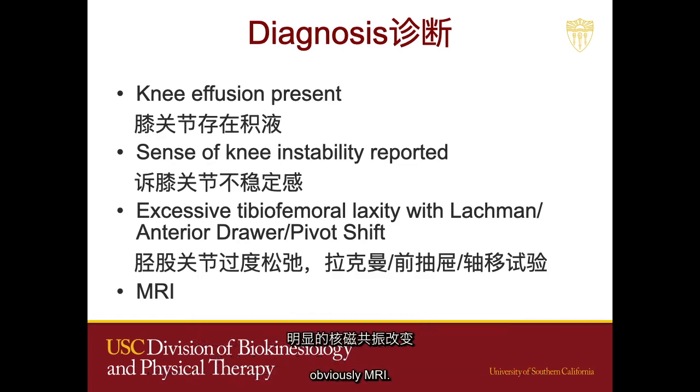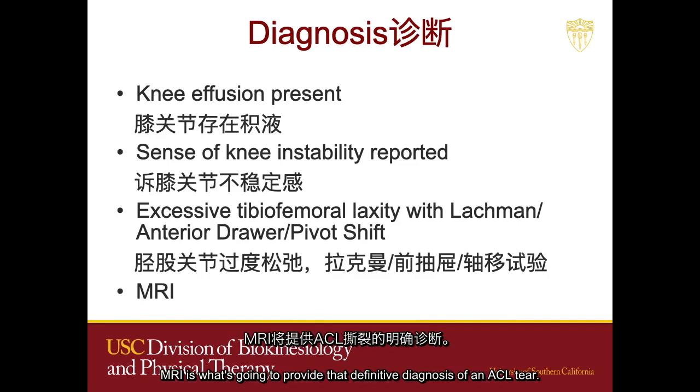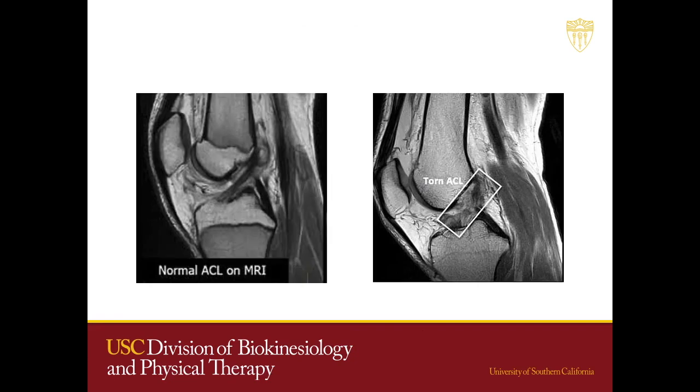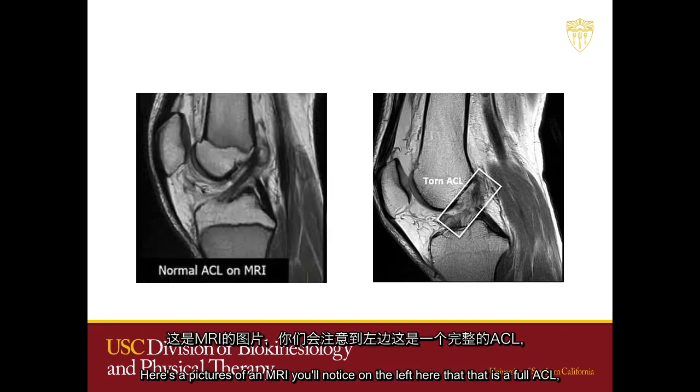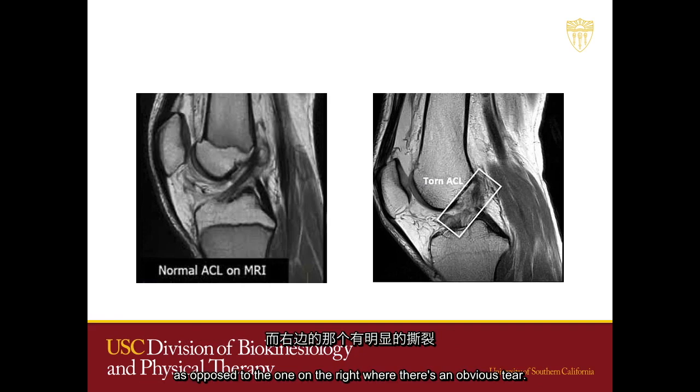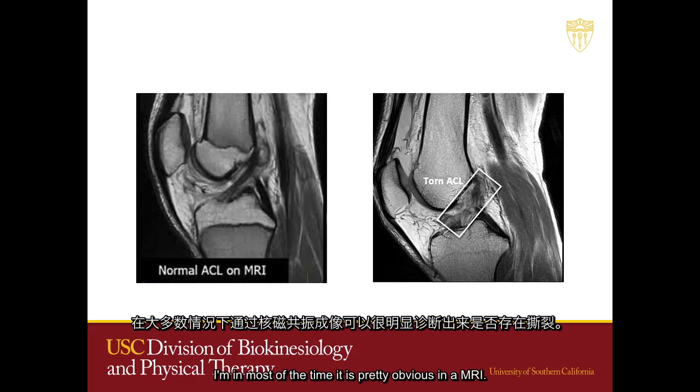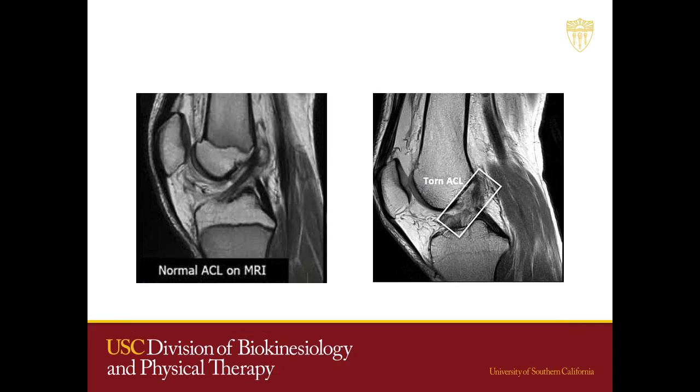And then obviously MRI. MRI is what's going to provide that definitive diagnosis of an ACL tear. So here are pictures of an MRI. You'll notice on the left here that that is an intact ACL, as opposed to the one on the right where there's an obvious tear. And most of the time it is pretty obvious in an MRI.